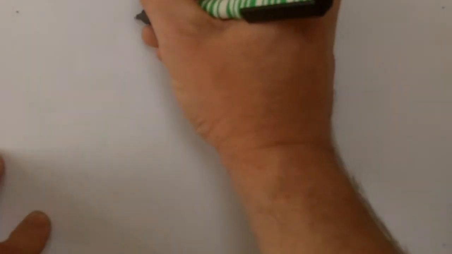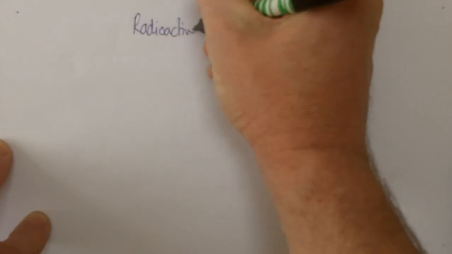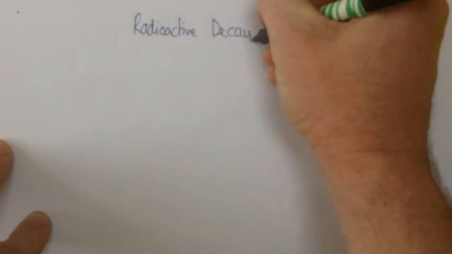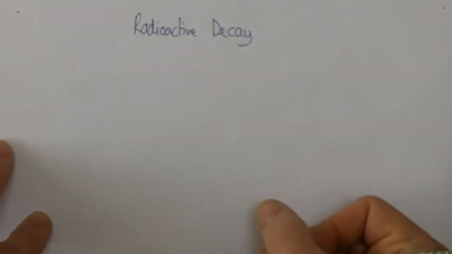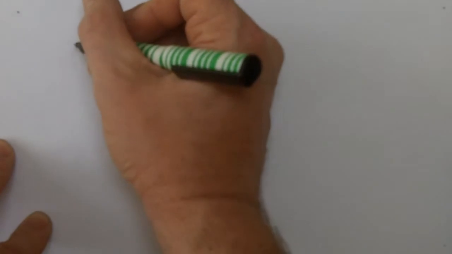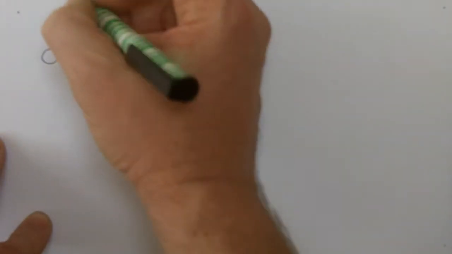So what we're going to look at in this session is what kind of particles can be ejected from a decaying nucleus. So we're going to look at radioactive decay, and we're going to particularly concentrate on one of the three types of radiation that are released. There are three types of radiation that can be released from an unstable nucleus.